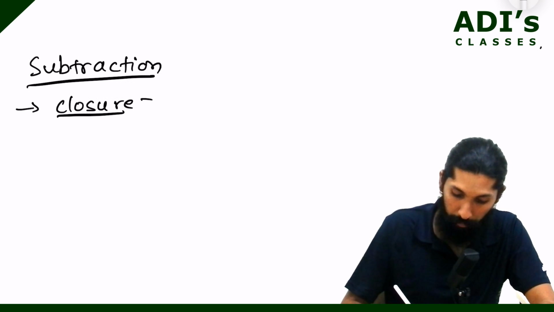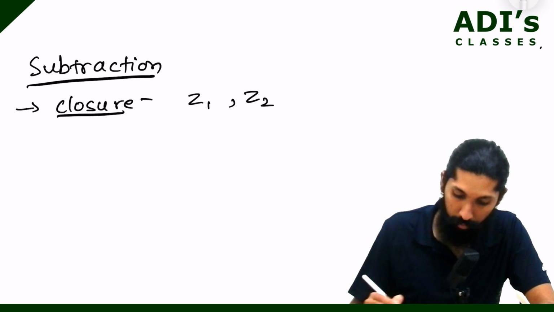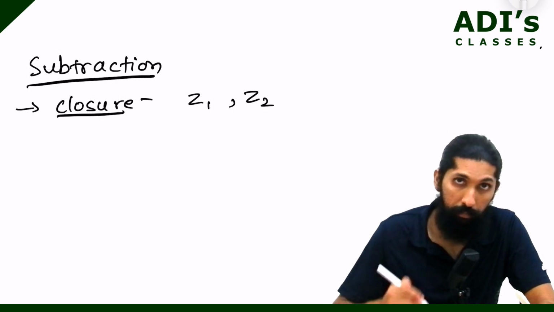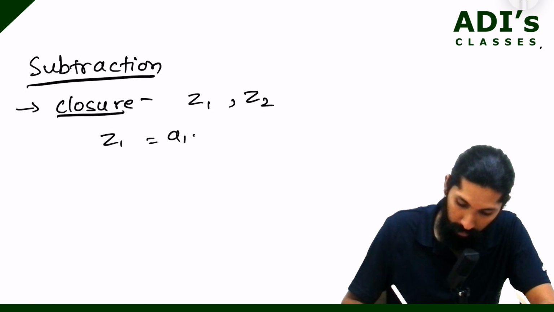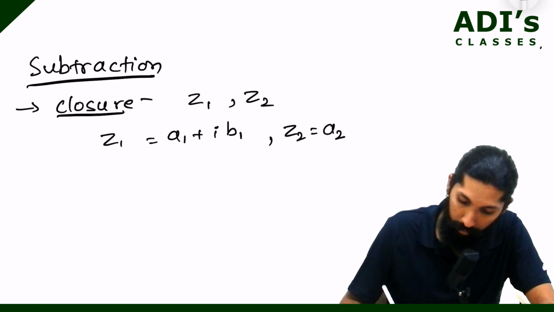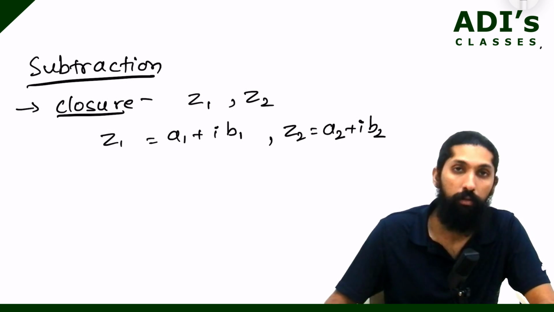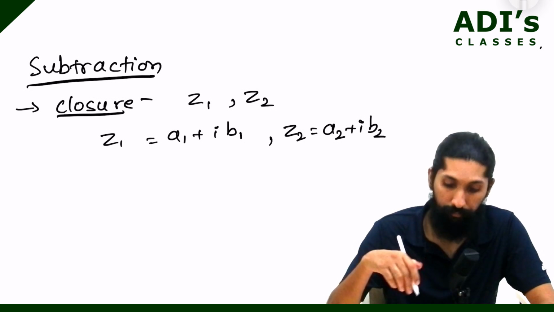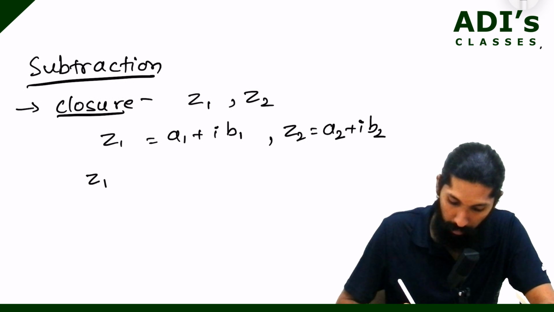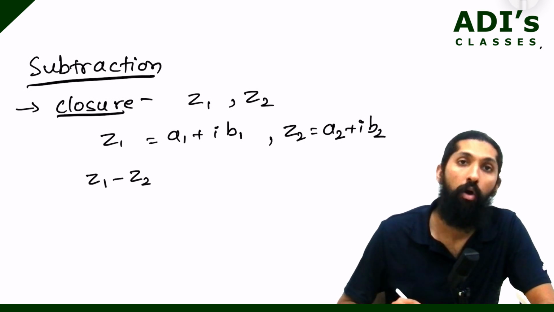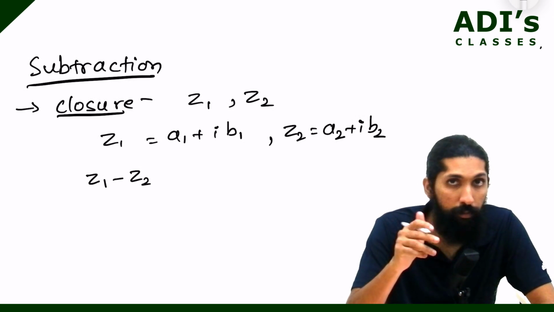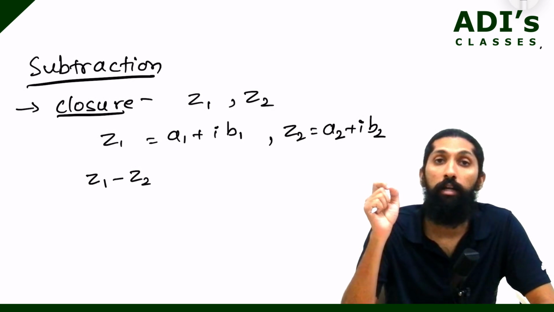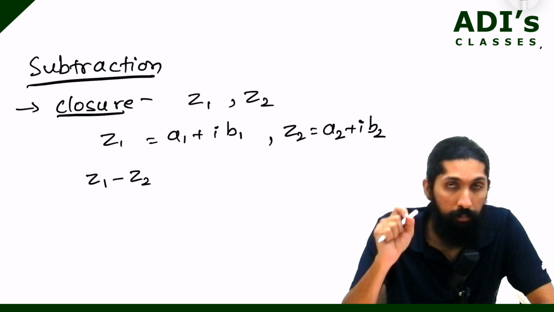In closure, suppose Z1 and Z2 are two complex numbers such that Z1 is equal to A1 plus I into B1, and Z2 is equal to A2 plus I into B2. These are the two complex numbers. Now Z1 minus Z2 or Z2 minus Z1, the difference between any two complex numbers, belongs to the set of complex numbers.